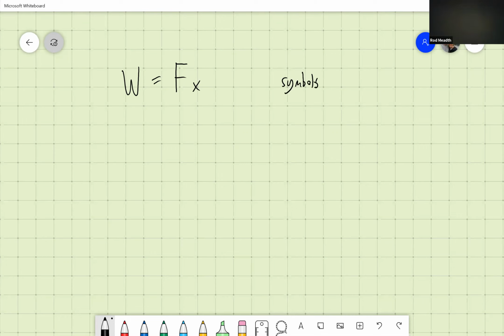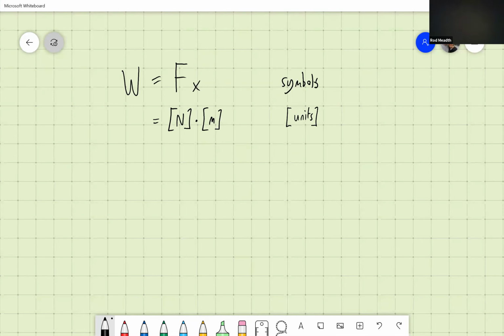W equals Fx is the formula for work when you are pushing an object with a particular force for a particular distance. Work equals force times distance. Because force is measured in newtons and distance is measured in meters, the units are going to be newtons times meters. The square brackets make it clear that I'm referring to units. That's a common notation.